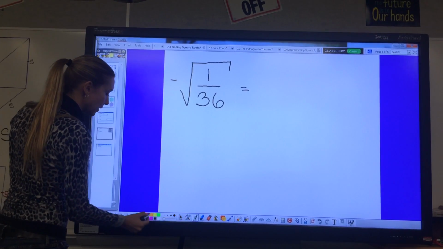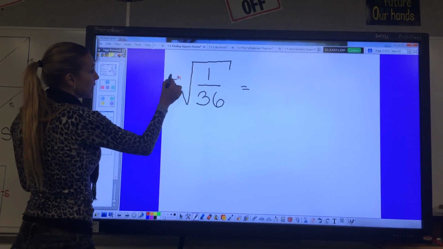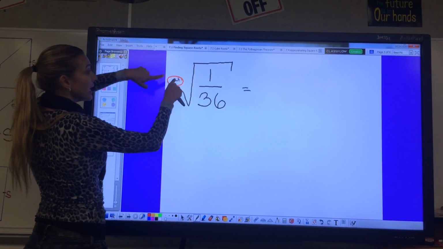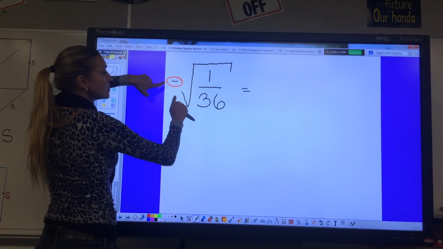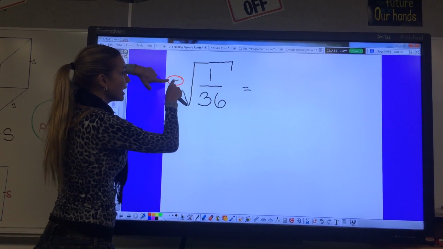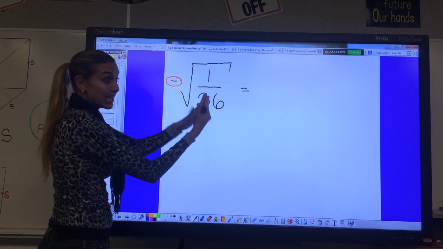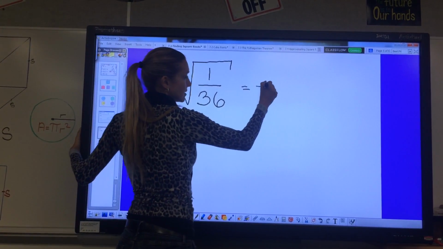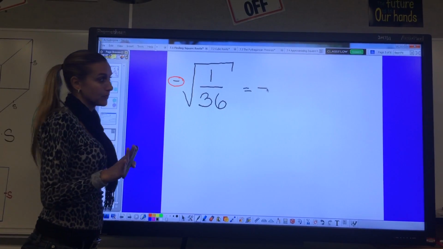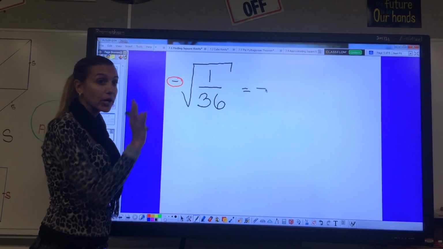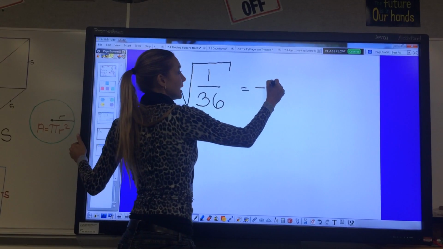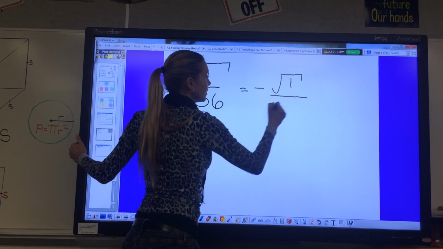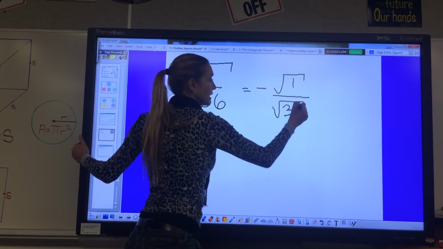Now, I would like for you to pay attention to the minus sign, the negative sign. The negative is waiting on the outside, waiting for what is going to come out of there. So the negative will attach itself to the answer. So right now I'm going to put the negative in there so I will not forget it, and I'm going to carry it with me everywhere I go. So I have a negative, waiting, square root of 1 over square root of 36.